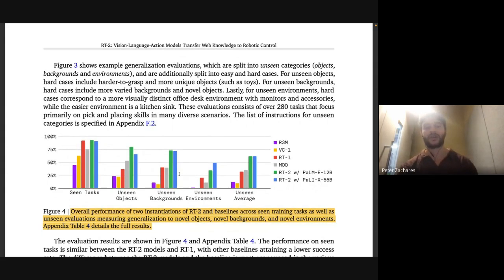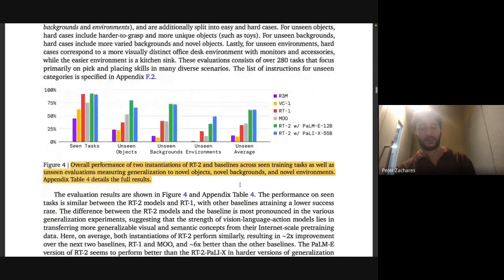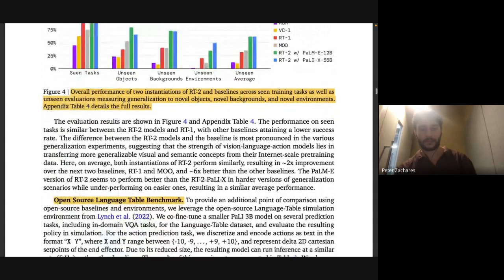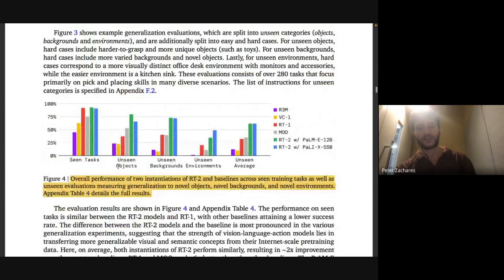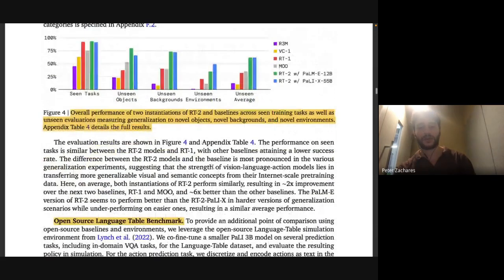So it shows that their model has a better understanding of how to take instructions, connect it to the image that they're seeing, and come, as Arvid pointed out, come up with targets. So they did that experiment to show that it generalizes to unseen objects, backgrounds, and environments a little bit better.